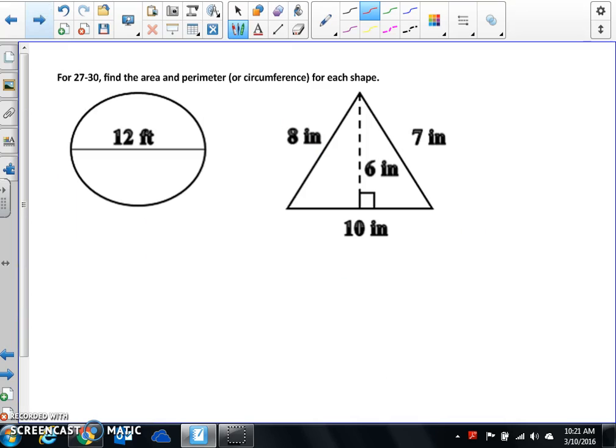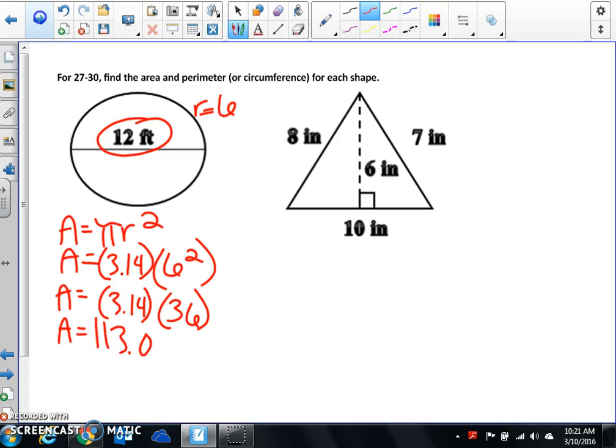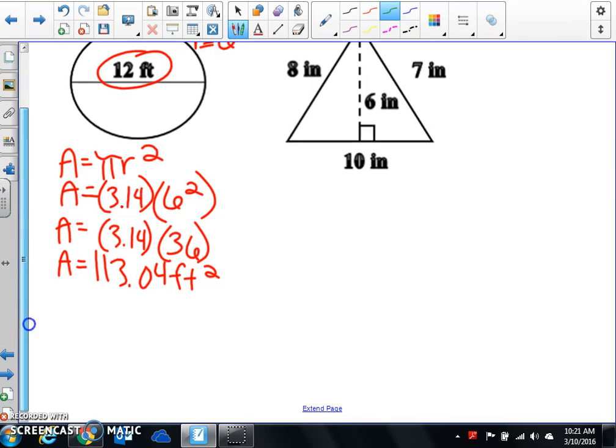All right, so we're going to find the area and perimeter for each one. All right, so let's start with the area. Pi r squared. Area equals 3.14. They gave us the diameter, so we need to cut that in half, making the radius equal to 6. So 6 squared is 36. Multiply 3.14 times 36 gives us 113.04 feet squared.